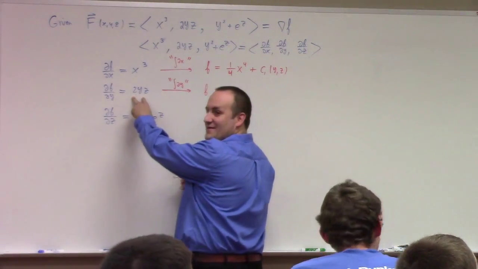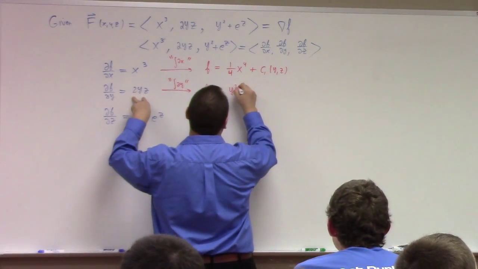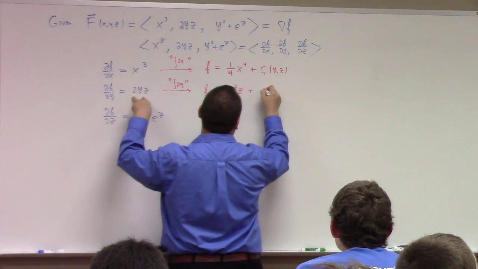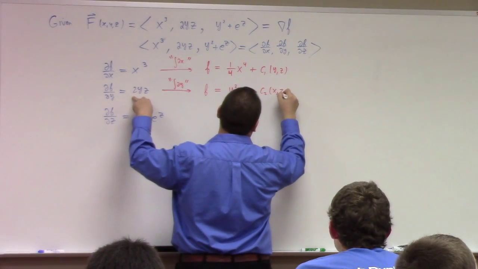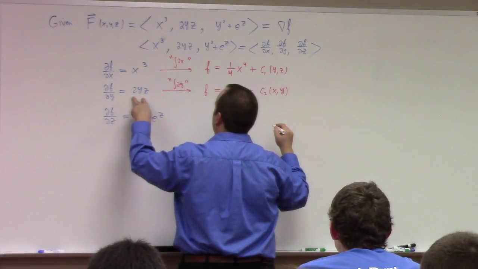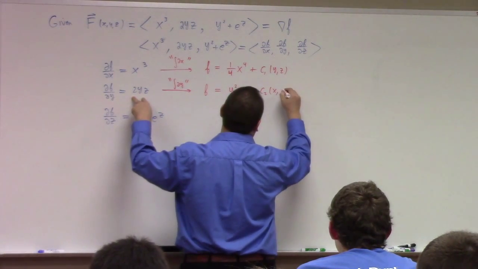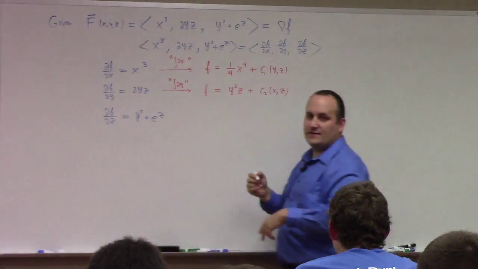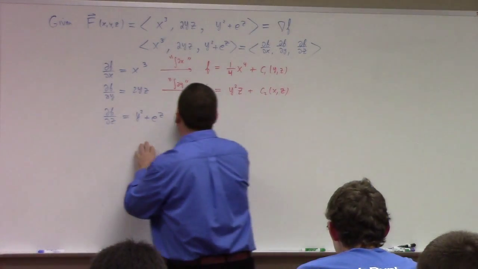Integrate this with respect to y, what do you get? y squared z plus c2, possibly a function of x and z, right? Because here I'm holding x and z fixed in that integral. And then finally, what do you get? The third one?